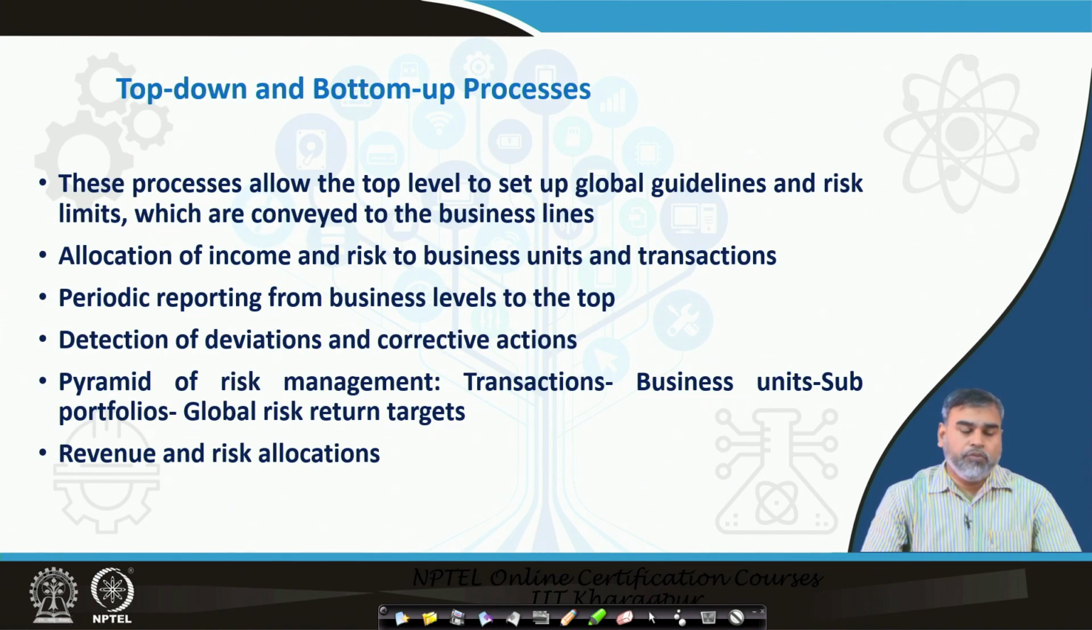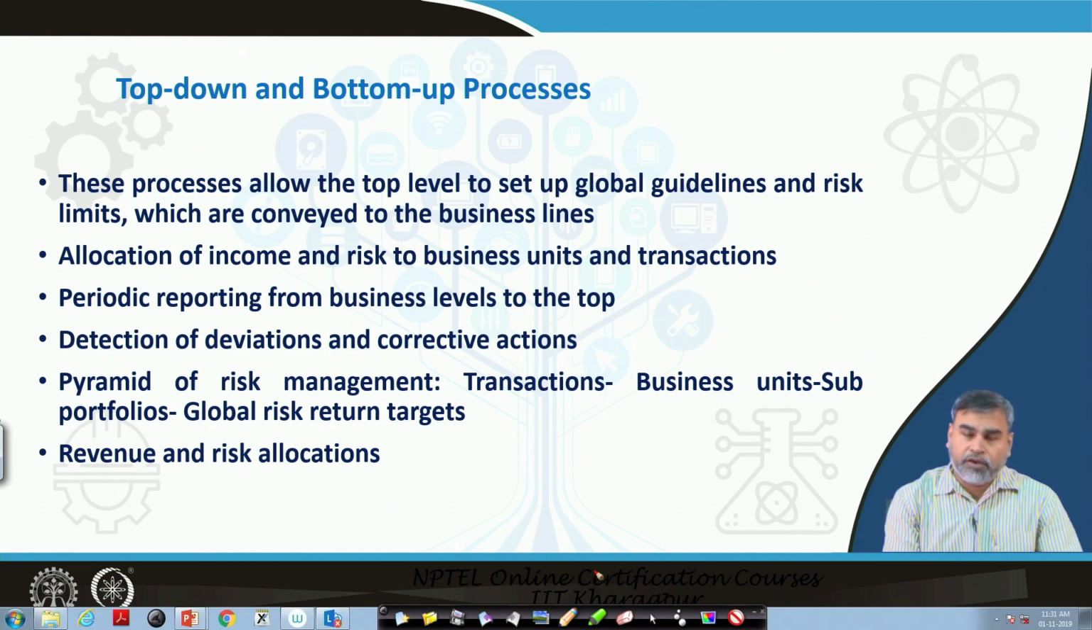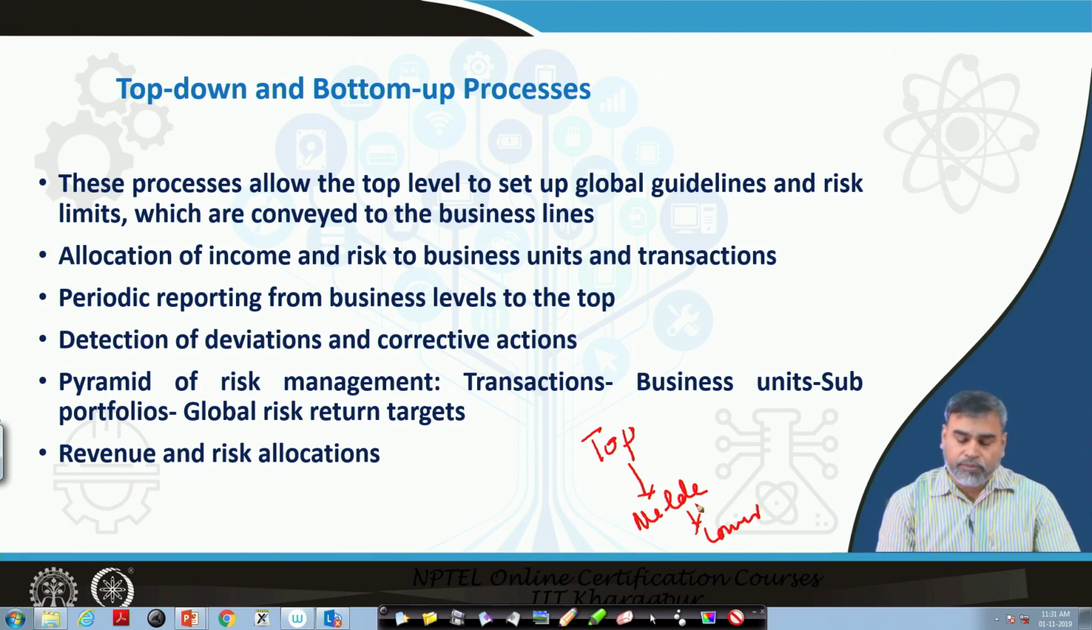Let us see what we mean by the top down and bottom up processes. As the names suggest, if you make an organizational hierarchy, you have the top management, then the middle level, then the lower level. In the top down approach, on the basis of the global guidelines, the top management fixes the limit.